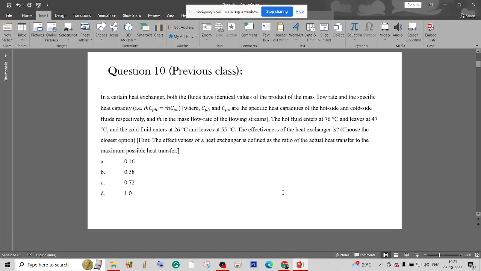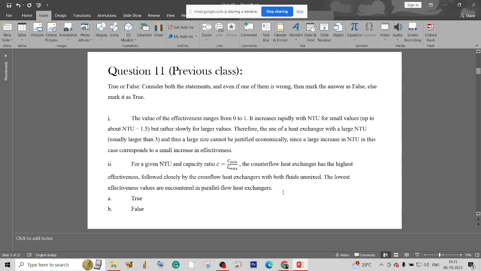Now let us proceed to the next question. It is said that the value of effectiveness ranges from 0 to 1, and it increases rapidly with NTU for small values up to NTU 1.5, but rather slowly for large values. Therefore, the use of a heat exchanger with large NTU, usually larger than 3, and thus a large size cannot be justified economically. NTU is directly proportional to area, right? The area of the heat exchanger. So if we go to higher values of NTU, it will need a higher heat exchange area. So obviously that won't be economical.